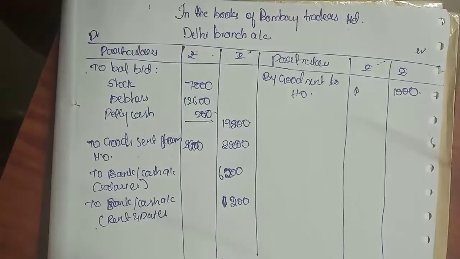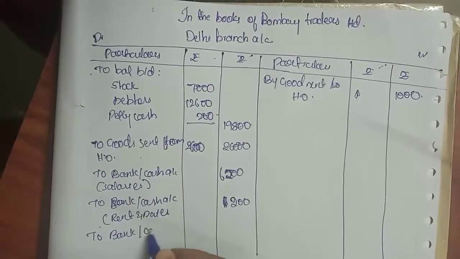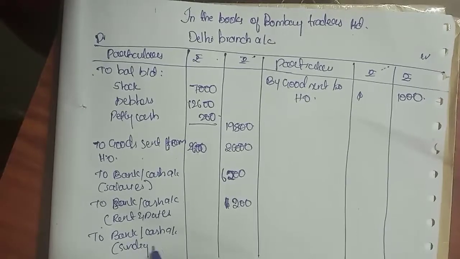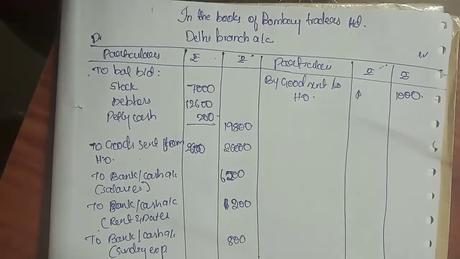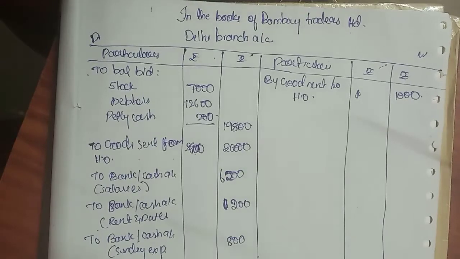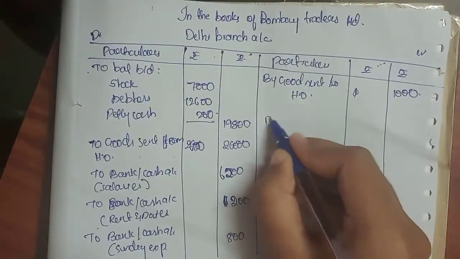The next one is to bank or cash, sundry expenses, that is 800. And next is cash received from sundry debtors. We are not writing that because it is related to the branch and the debtors. Next we are writing closing balances.